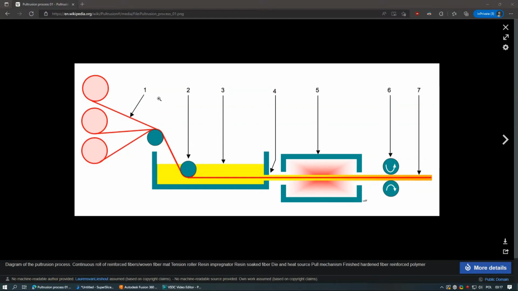What is a pultrusion machine? Is it for you? Free filament maker machine.